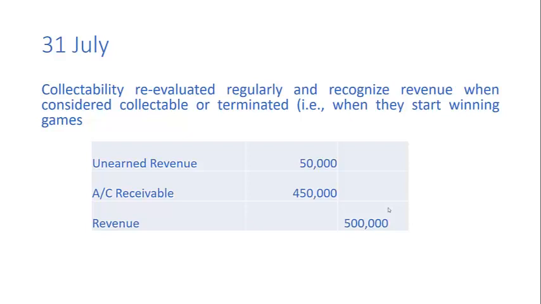So on the 31st of July, we recognise the full amount of the revenue, $500,000, and we recognise the deposit, $50,000, and a receivable. We create a receivable for $450,000. So what you can see is we're recognising the full revenue on the 31st of July, even though we don't receive the money until the 31st of August, and we haven't recognised the deposit as revenue up until this point in time.